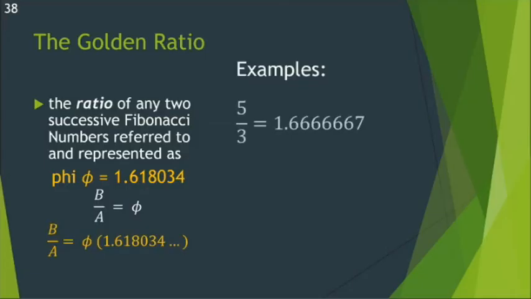So example, so yung 5 and 3. Okay, so yung mas malaking number is nasa numerator and yung smaller is nasa denominator. So 5 over 3 is approximately 1.66667. So continuous yan, rounded off lang. Next is yung pair ng 8 and 5 is equal to 1.6. And 13 over 8, 1.625. So as we use larger numbers, mas lalapit tayo dun sa value ng phi itself. Okay?